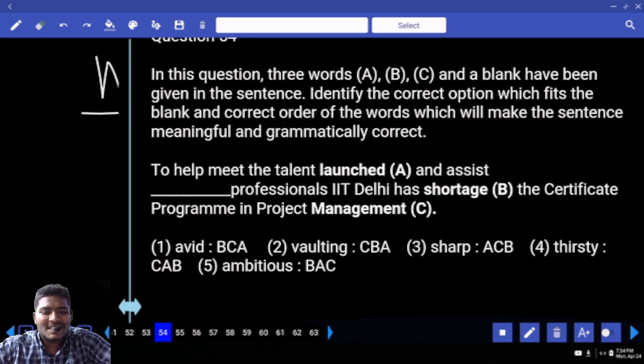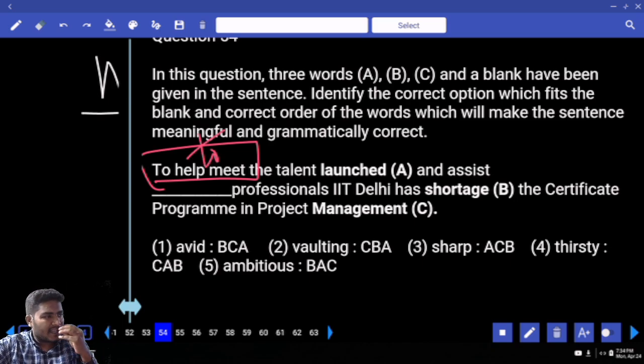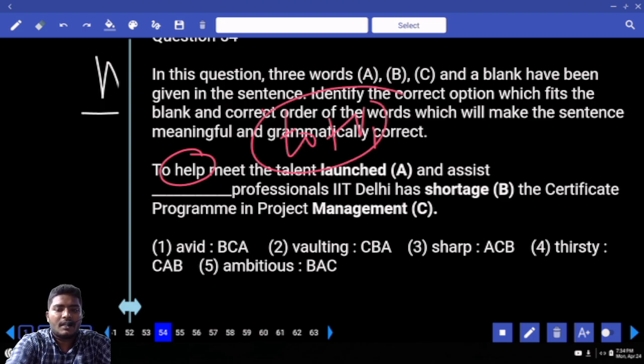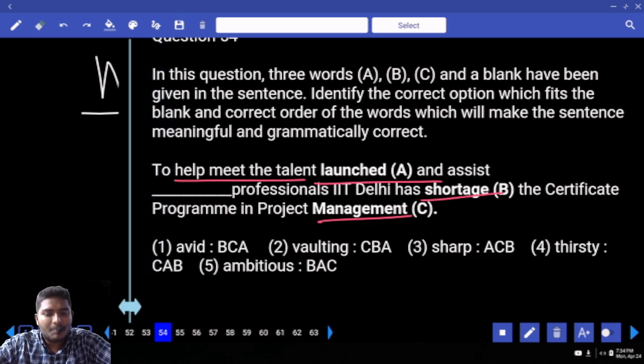Look at this combination. To help to meet or to help meet? Why to help meet? Why not to help to meet? Bare infinitive. After bare infinitive verbs like help, we cannot use to plus V1. We just need to use a V1. So to help meet the talent shortage, talent management, and assist dash professionals.